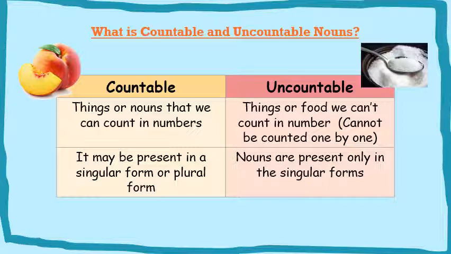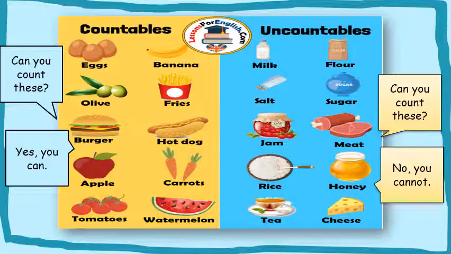I will show you another example of uncountable nouns. Uncountable nouns are present in the singular form. You never heard me saying sugars, with an S, okay? So I want you to look at that picture. Countables. We have eggs, bananas, olive, fries, burger, hot dog, apple, carrots, tomatoes, and watermelon.